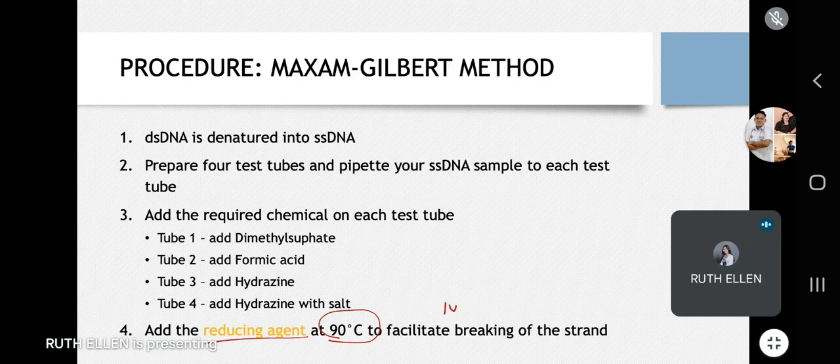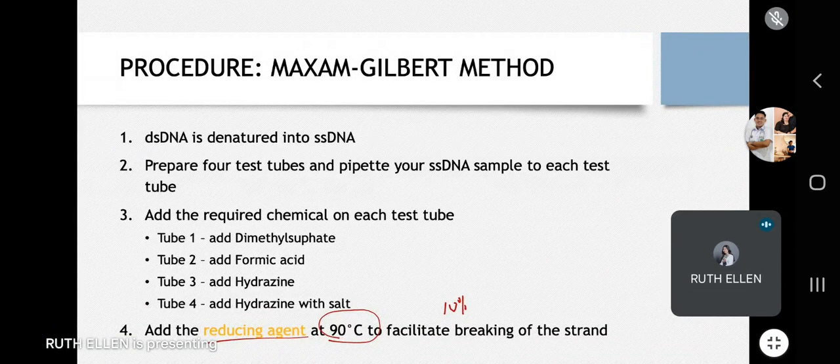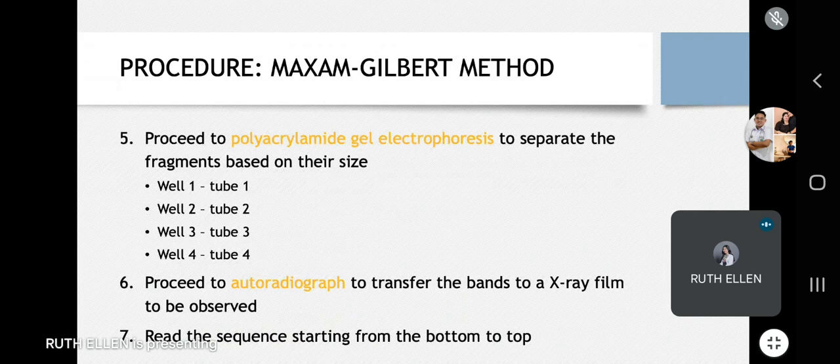We have 10% piperidine. Okay, so that is our reducing agent. Next, we proceed to polyacrylamide gel electrophoresis or PAGE to separate the fragments based on their size.